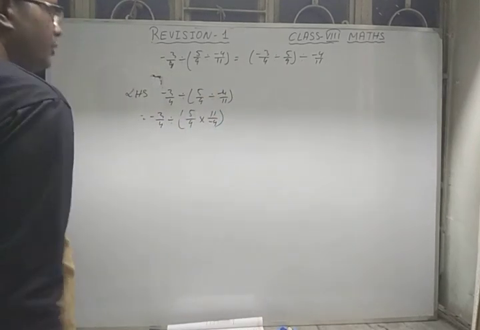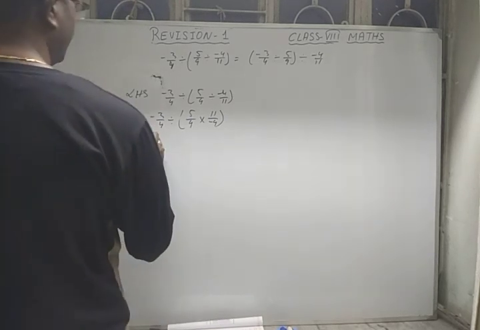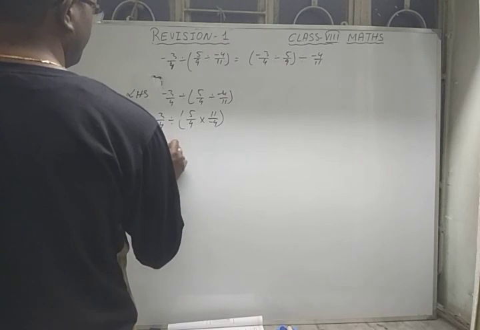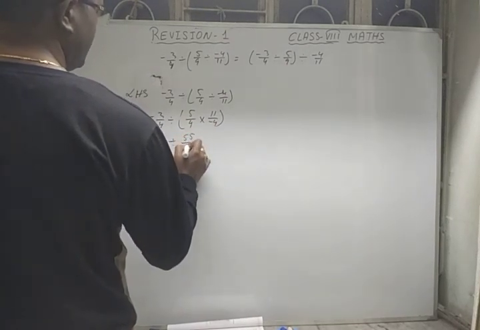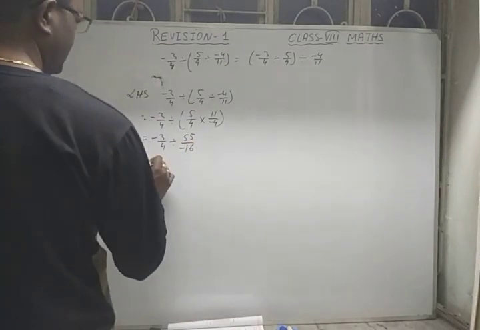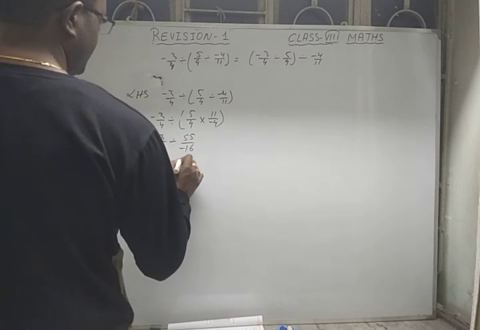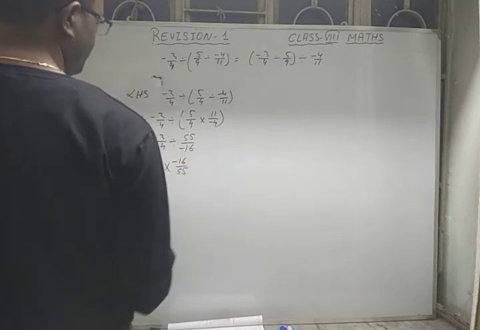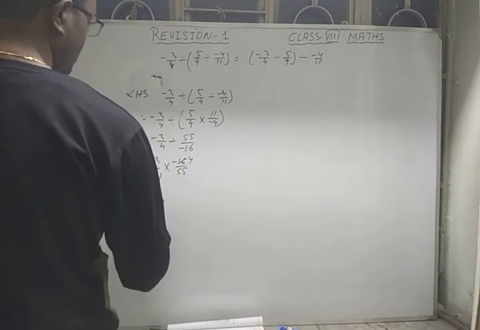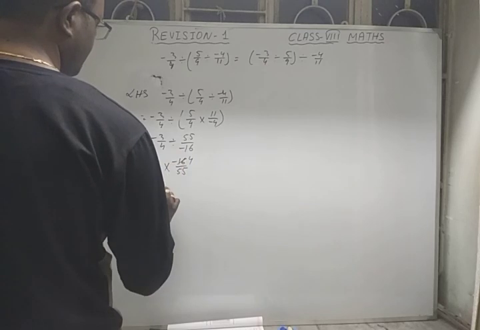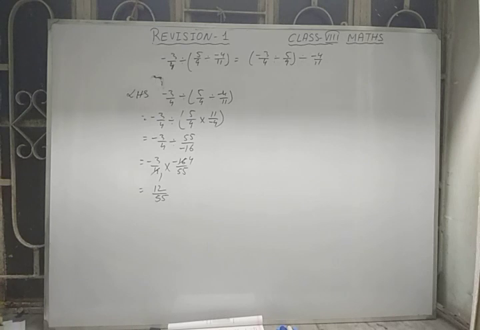Because in division we have to make the reciprocal of the divisor. So minus 3 by 4 divided by, no cancellations there, is 55 by minus 16. After that again minus 3 by 4, again division, so make the reciprocal: minus 16 by 55. Now see, is there any cancellation? Yes, 4 1s are 4, 4 4s are 16. And minus minus is plus, so 3 4s are 12 by 55. So the left hand side answer is 12 by 55.